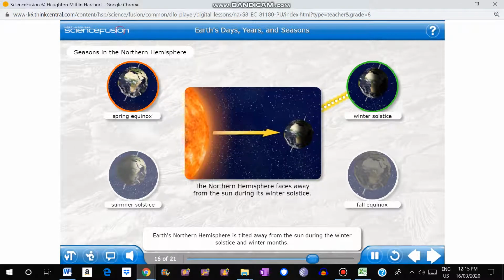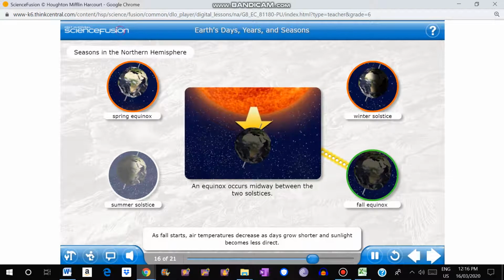Earth's northern hemisphere is tilted away from the Sun during the winter solstice and winter months. Short days and indirect sunlight in this hemisphere cause air temperatures to become very cold at high latitudes. The Sun appears low in the sky because the northern hemisphere is tilted away from it. When the northern hemisphere is experiencing winter, the southern hemisphere is experiencing summer. As fall starts, air temperatures decrease as days grow shorter and sunlight becomes less direct.